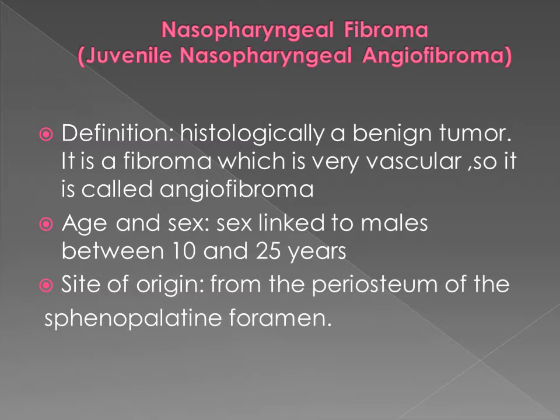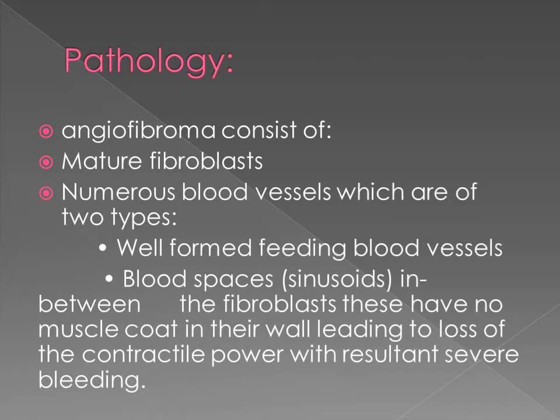It originates from the periosteum of the sphenopalatine foramen. The pathology consists of fibroblasts and numerous blood vessels. Either it's a well-formed feeding blood vessel, or it's sinusoids, blood spaces between the fibroblasts. Usually they have no muscle coat in their wall, leading them to bleed easily. It will bleed easily on touch, and it will be very hard to control this bleeding, as most blood vessels have contractile tissue and a muscle coat, but the lack of this contractile tissue will cause bleeding that can hardly be stopped.